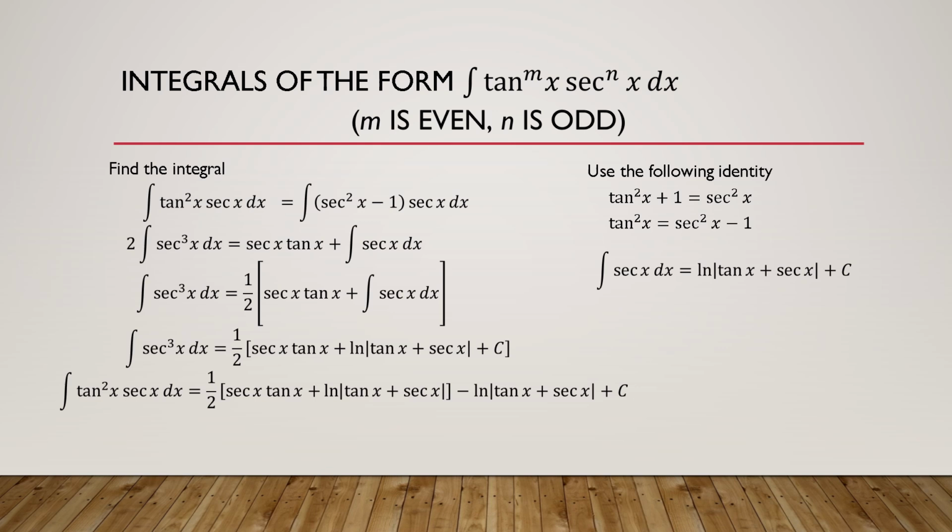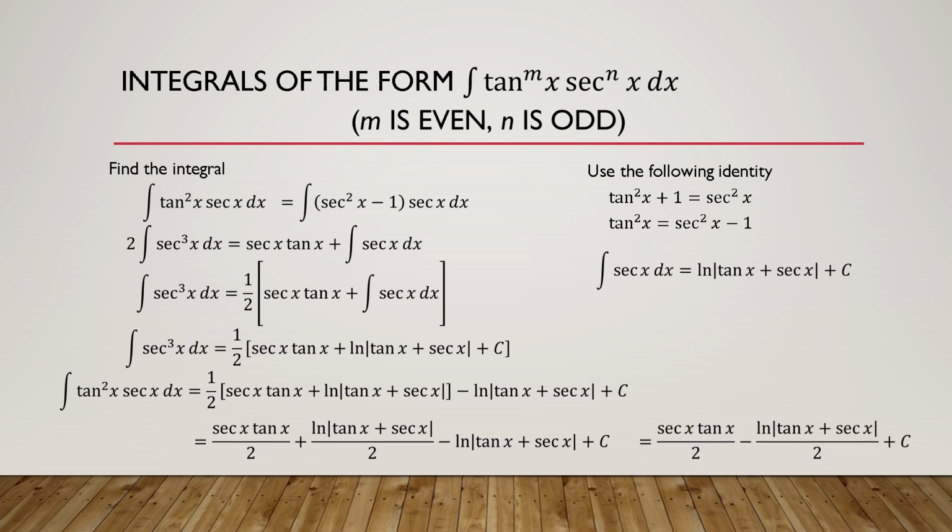If we distribute the 1/2, we get secant x tangent x over 2 plus the natural log of tangent x plus secant x all over 2 minus the natural log of the absolute value of tangent x plus secant x plus c. If we use a common denominator on the last term, we can simplify to our final answer, secant x tangent x over 2 minus the natural log of the absolute value of tangent x plus secant x over 2 plus c.